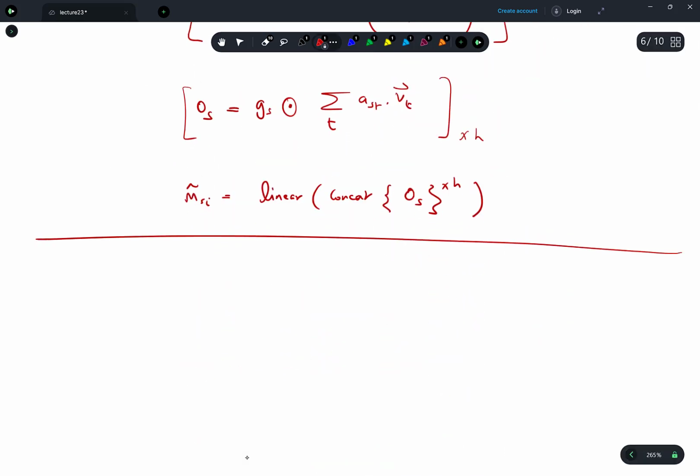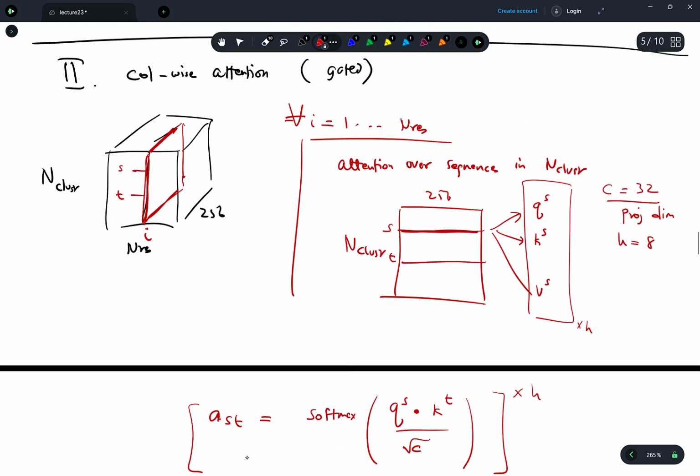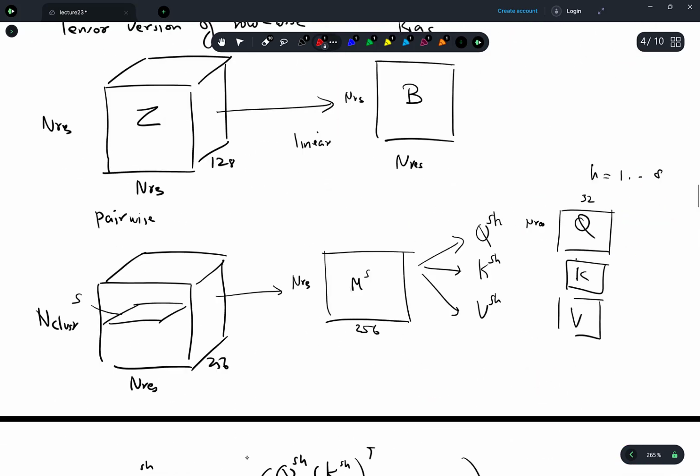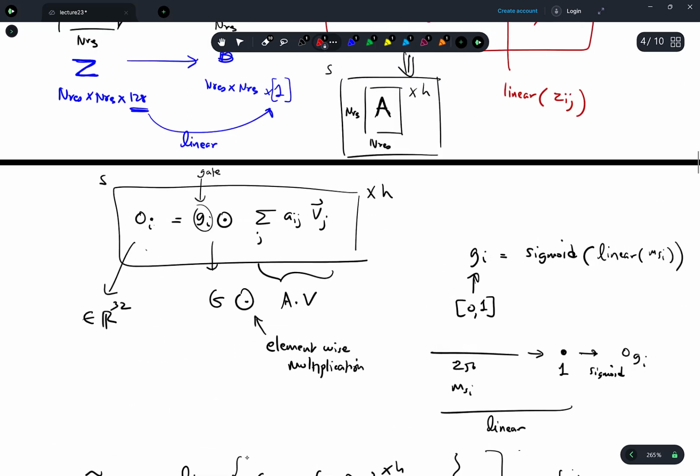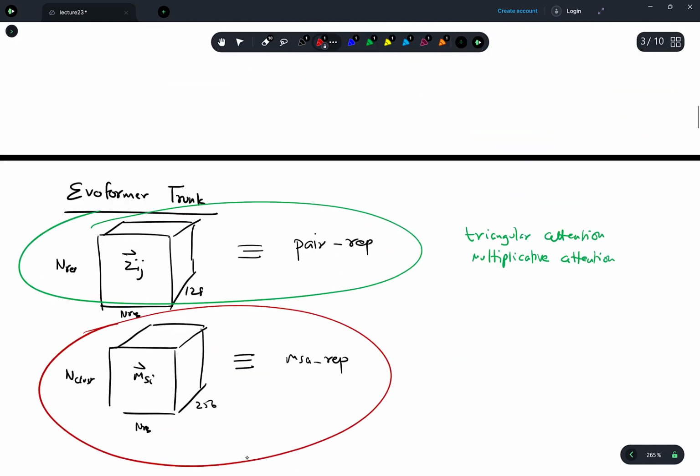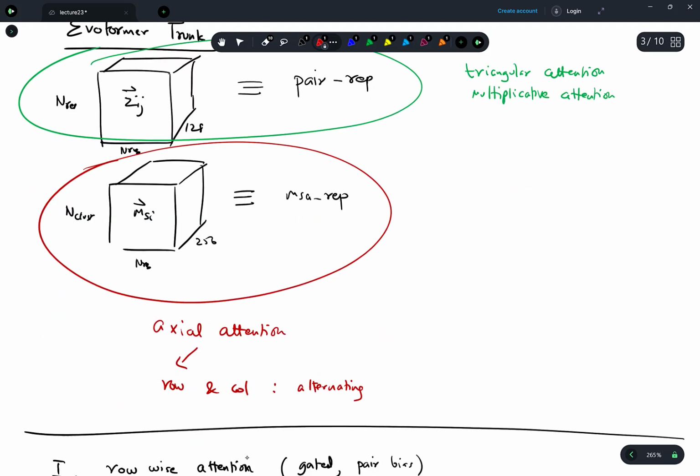There's only one step left in terms of the grand scheme of things. From the MSA representation, which I'm calling the M matrix, and I'm calling this the Z matrix, we did the axial attention. We did one row with one column. Now I need to take the information from the final M and pass it on to the pairwise representation, and then manipulate my pairwise representation. So here's what's going to happen at this point. We take our M as it is.